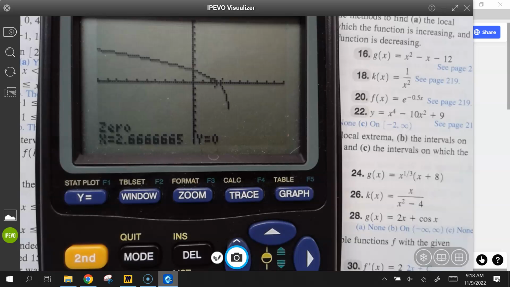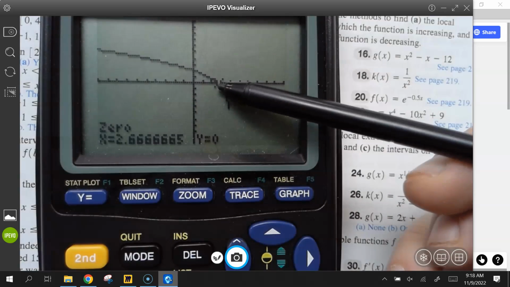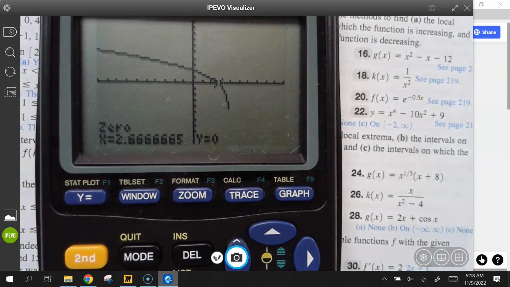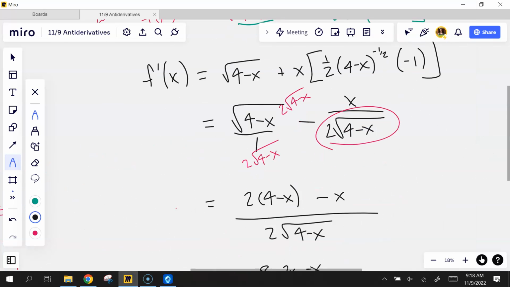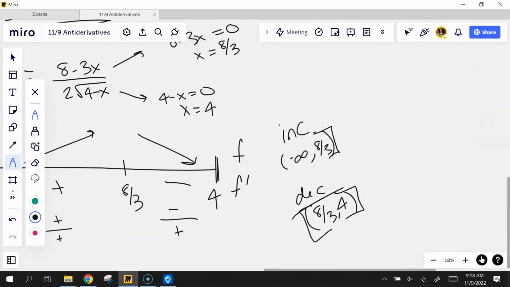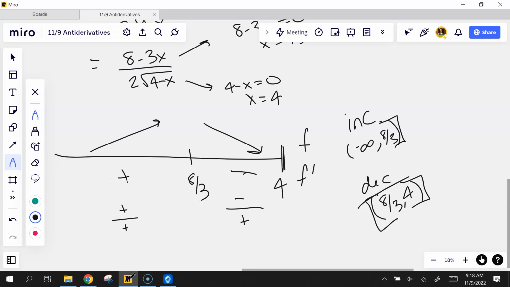2 2/3, which was 8/3, right? 2 2/3, positive, negative. Look at all that work we did. 2 2/3, positive, negative. So if it's a calculator problem, let the calculator do that heavy lifting for you. Does that make sense? Did I learn you something with the calculator? I hope so, yeah.